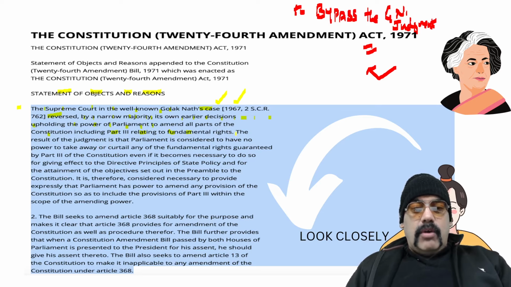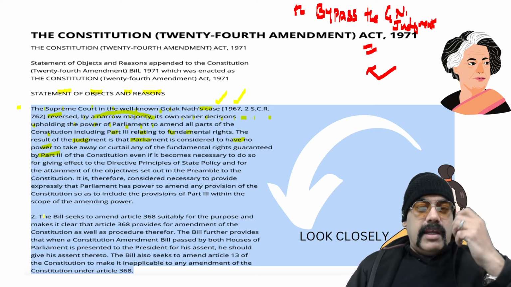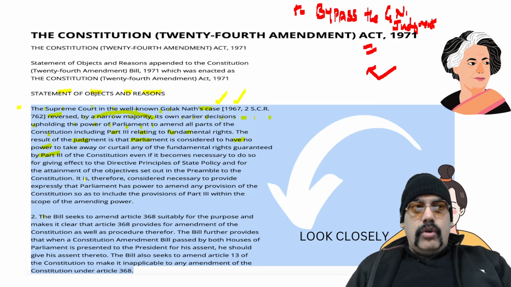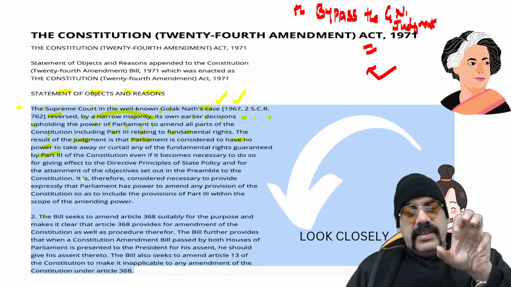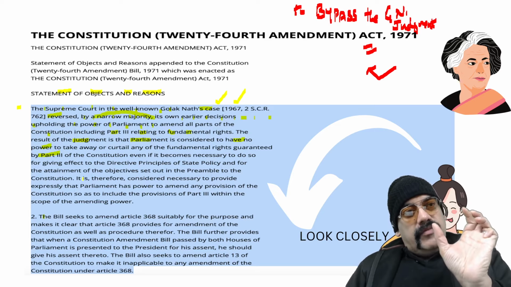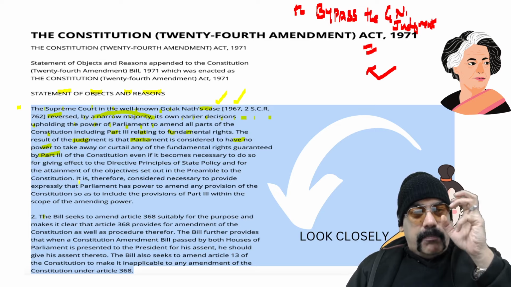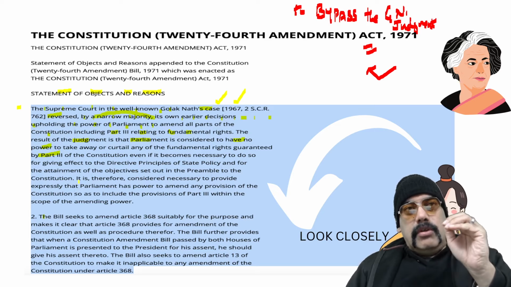Let's continue with this part. But Golaknath has, by a narrow majority, as the word suggests, reversed its own earlier decision. The result of the judgment is that Parliament is considered to have no power to take away or curtail any of the fundamental rights guaranteed by Part 3 of the Constitution. If you recall, although constrained by time, I told you that in the Golaknath judgment, the Supreme Court laid emphasis on the word procedure in Article 368, and said that Article 368 provides the procedure, not the power, to Parliament to amend the Constitution.